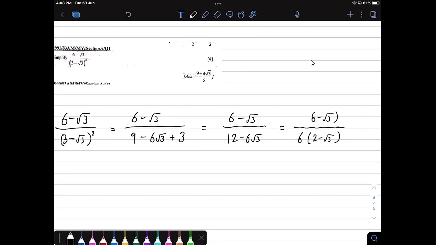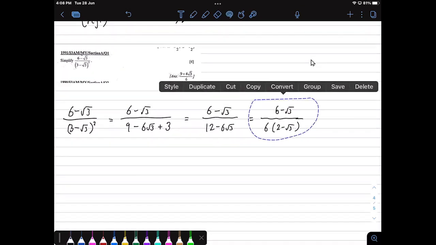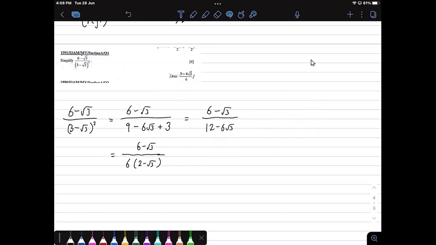What's the advantage in doing that? I was hoping that they can cancel off, but they can't, so no choice. But it's still an advantage because what we can do now is factor out the 1 over 6 and focus on 6 minus root 3 divided by 2 minus root 3. So far, so clear? Okay. Then what do we do? Start to rationalize.